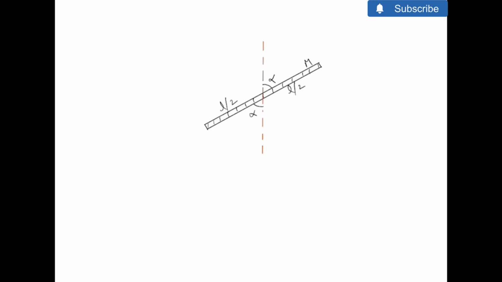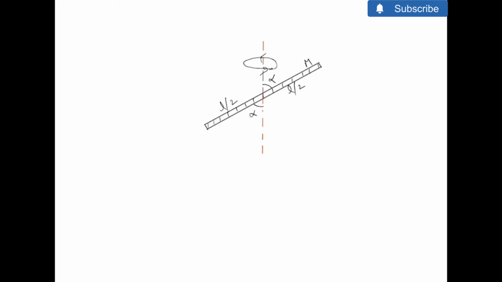The moment of inertia of this inclined rod about this axis. So you can assume that the rod is rotating about this axis like that, and therefore the moment of inertia of this rod can be calculated about this axis.